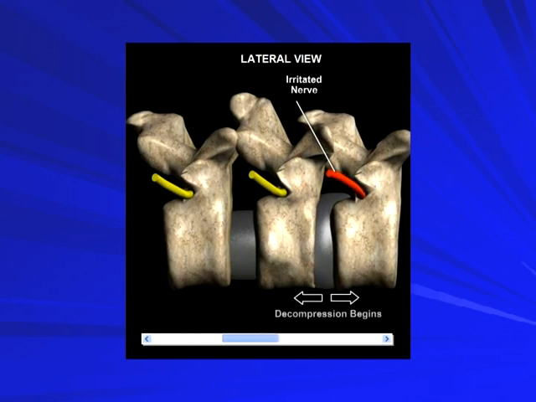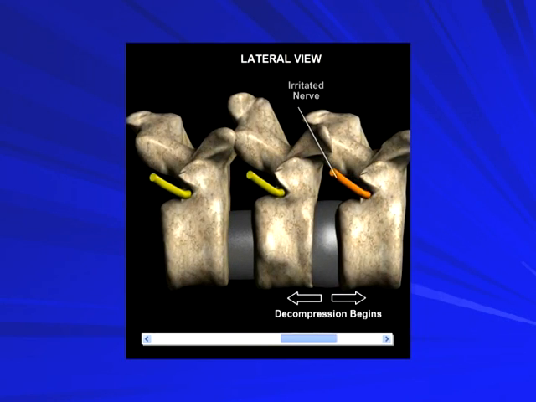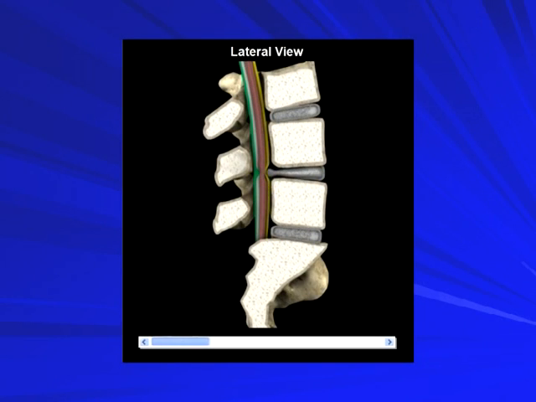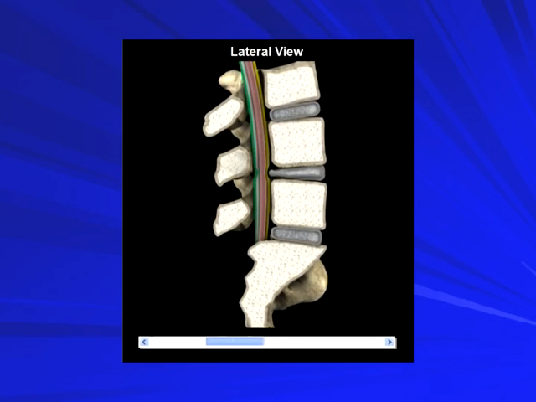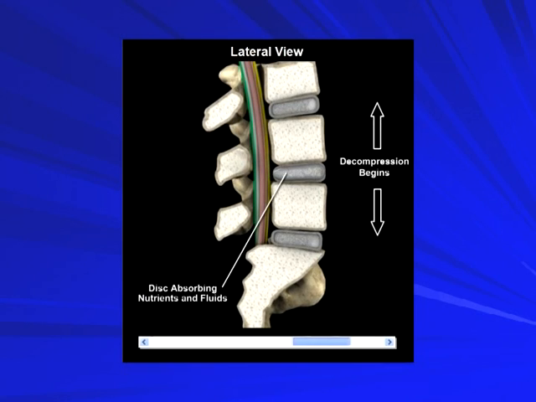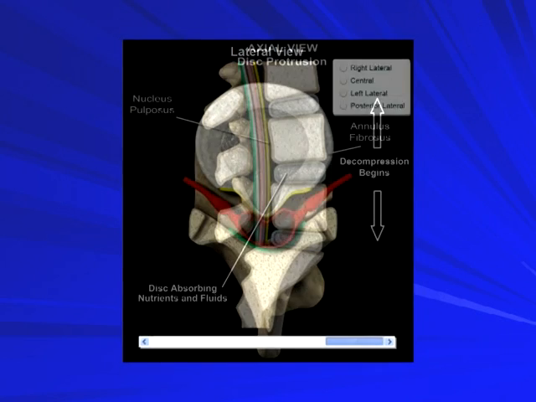Notice that with decompression therapy, the disc can retract to its natural form and normal height is restored. Now let's look at a lateral view. As vertebral pressure on the disc is reduced, we can see that the bulging area begins to retract back to its natural form. This disc now has the opportunity to absorb vital fluids and nutrients, while the outer layer or annulus begins healing.